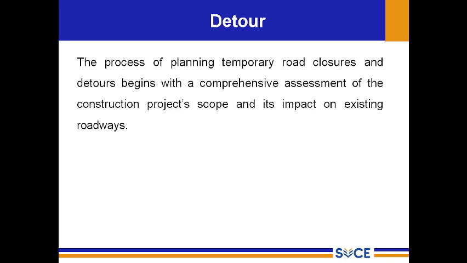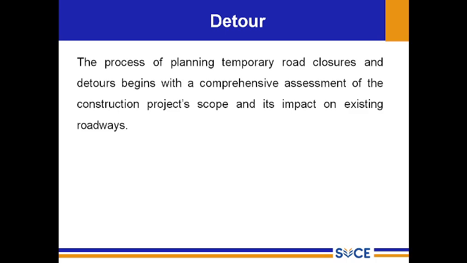The process of planning temporary road closures and detours begins with a comprehensive assessment of the construction project scope. For example, metro construction takes a very long period of construction activity. Such a project also requires more road space, and they may take the complete road space. So detouring is necessary for quick construction progress.